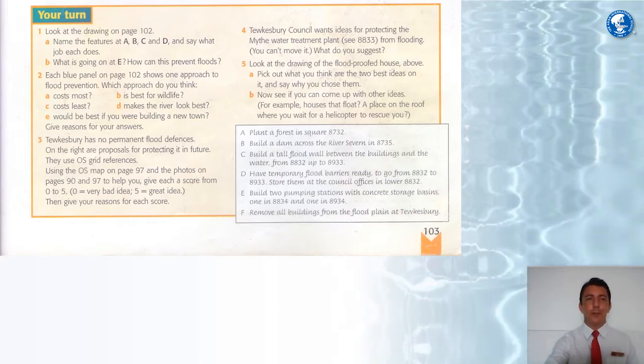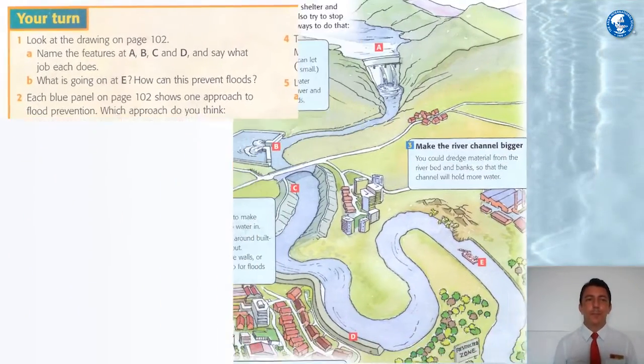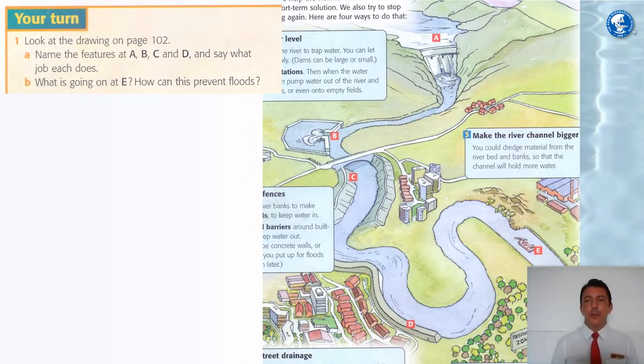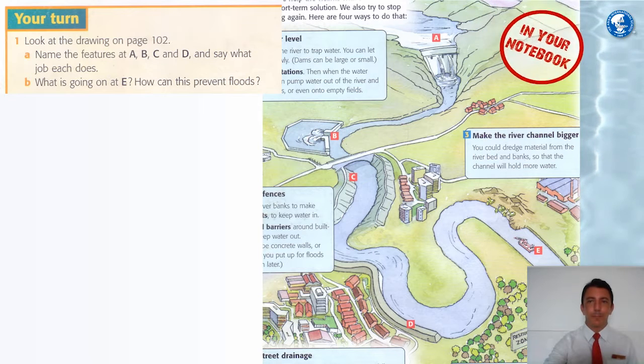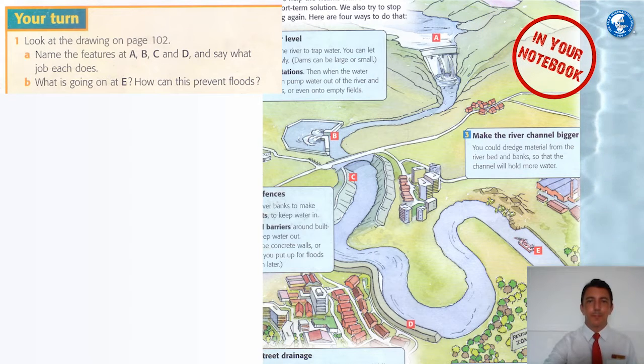Okay, now let's look at your turn. Question 1. Look at the drawing on page 102. Name the features at A, B, C, and D, and say what job each one does. Then, what's going on at E, and how can this prevent floods? So pause the video now and write your answers in your notebook, and then we'll check. Okay, if you're finished, we'll check your answers.